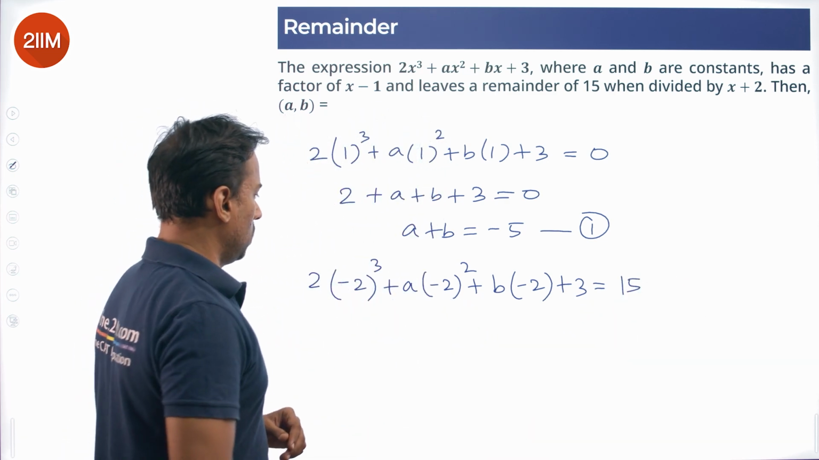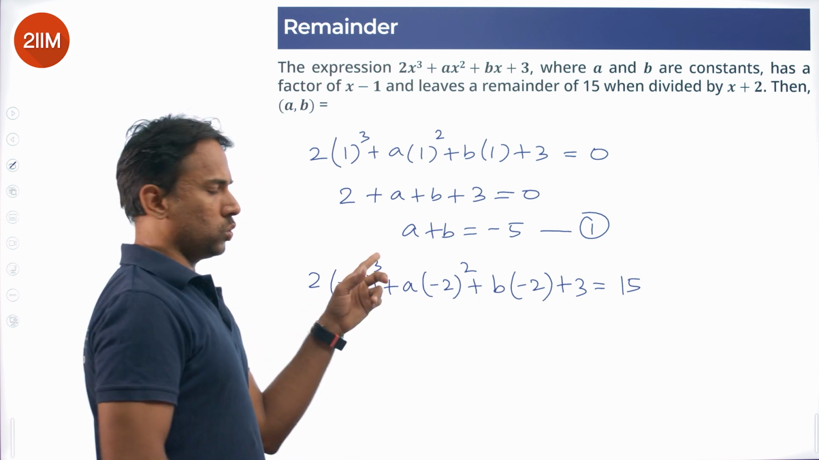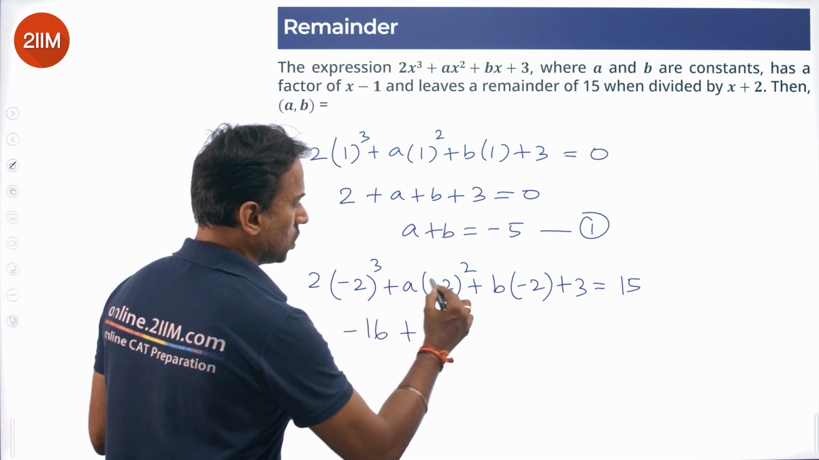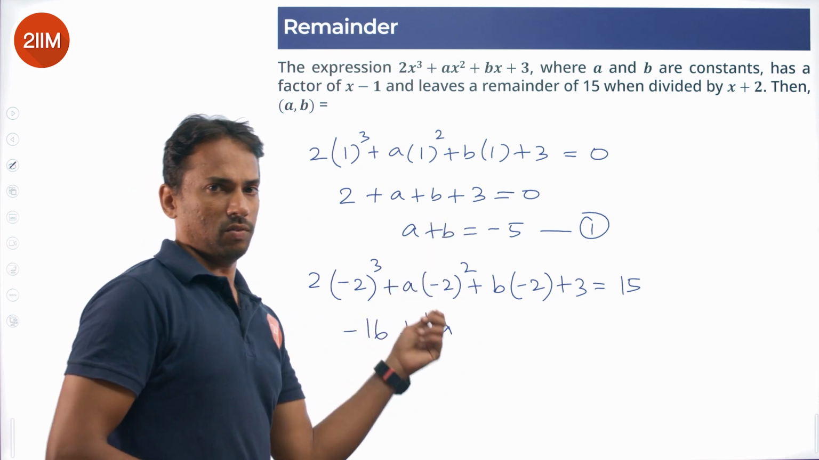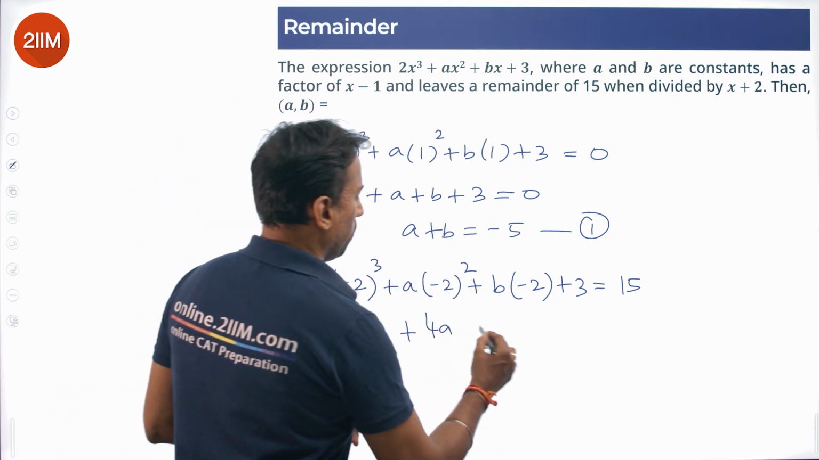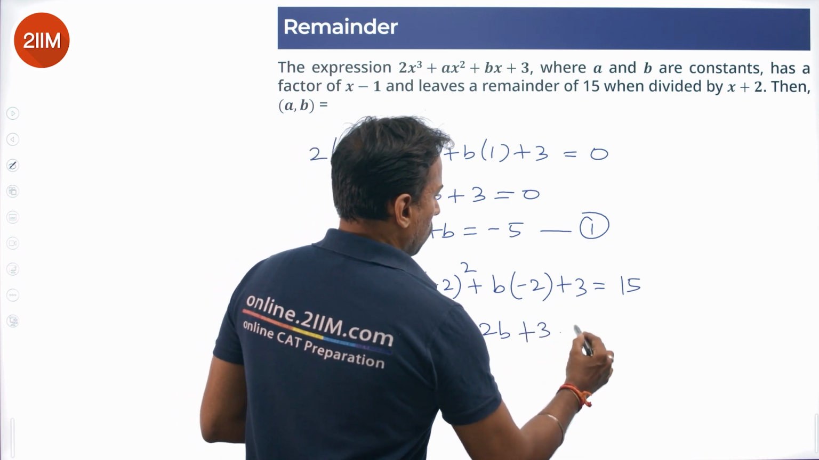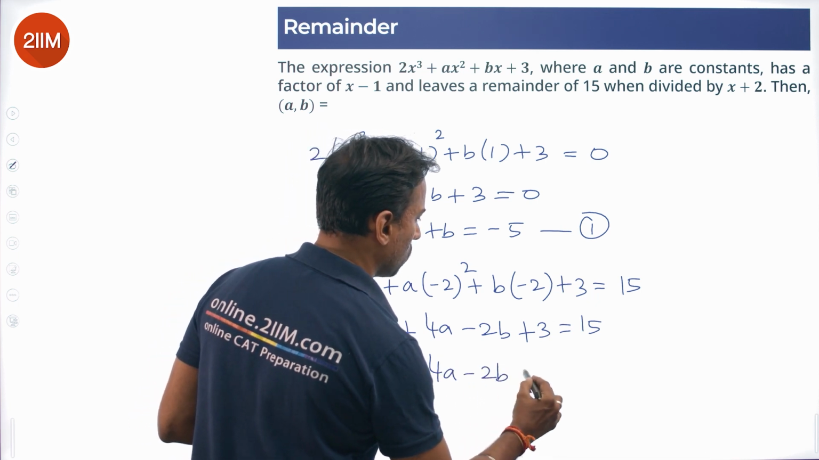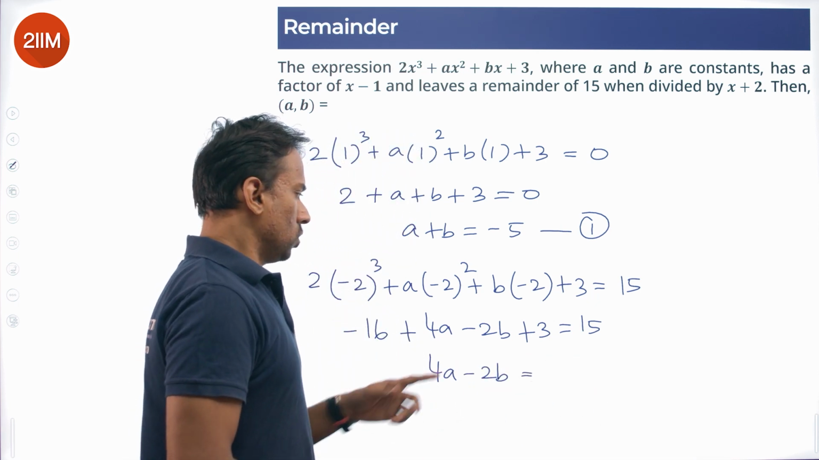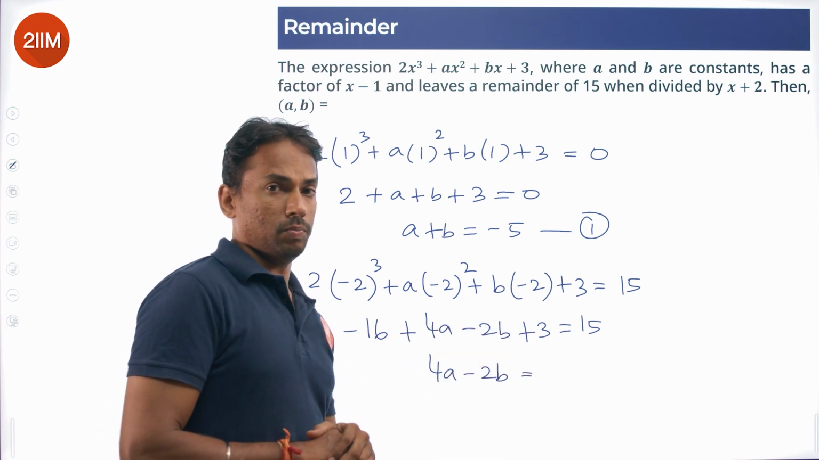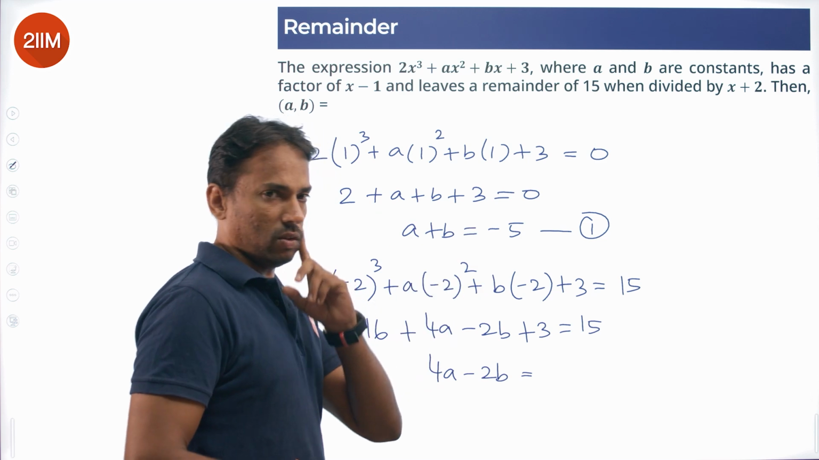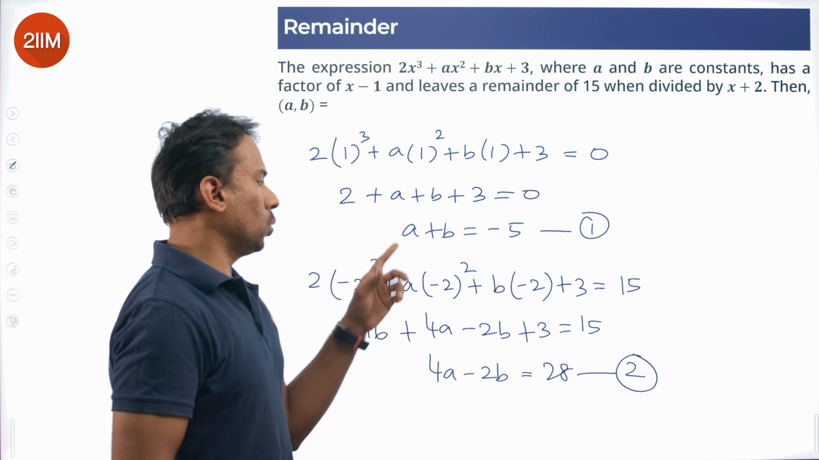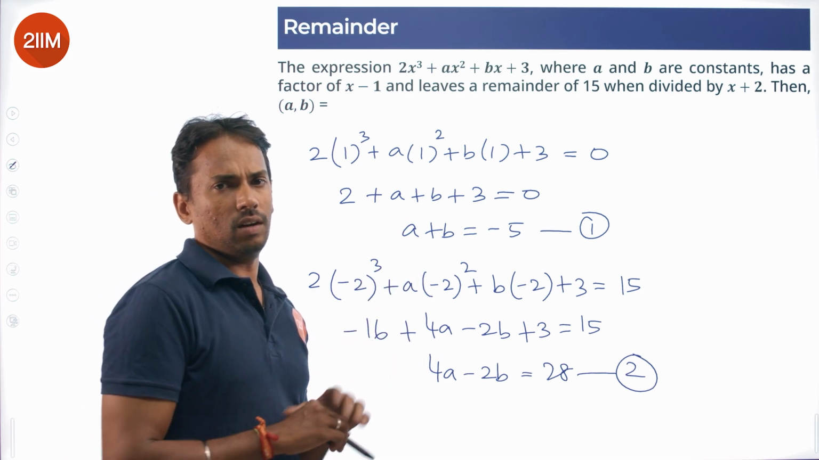That means here we'll be getting minus 2 cube is minus 8. So we'll get 2 into minus 8 is minus 16. Plus this is 4a. Minus 2 square will give you plus 4. So plus 4a minus 2b plus 3 is equal to 15. Now from this we will be getting 4a minus 2b is equal to, so this one is already minus 16 plus 3. This becomes minus 13. So minus 13 going there will become plus 28. This is equation 2. So simple, we got two equations in terms of a and b. Solving that, we'll get the values of a and b.